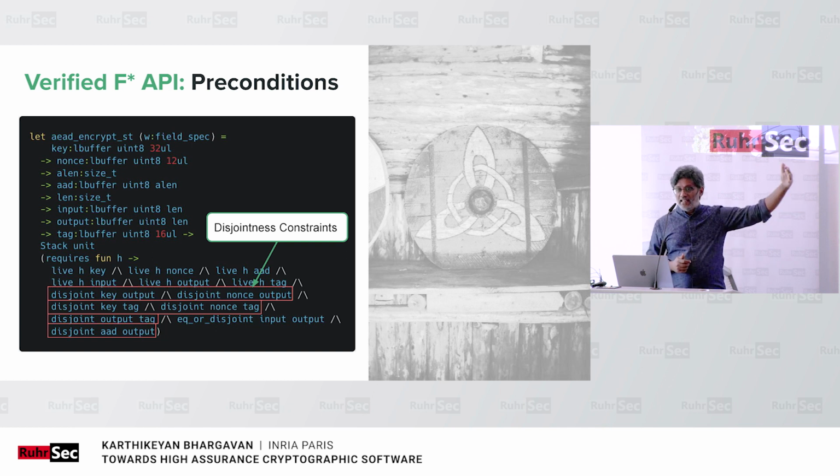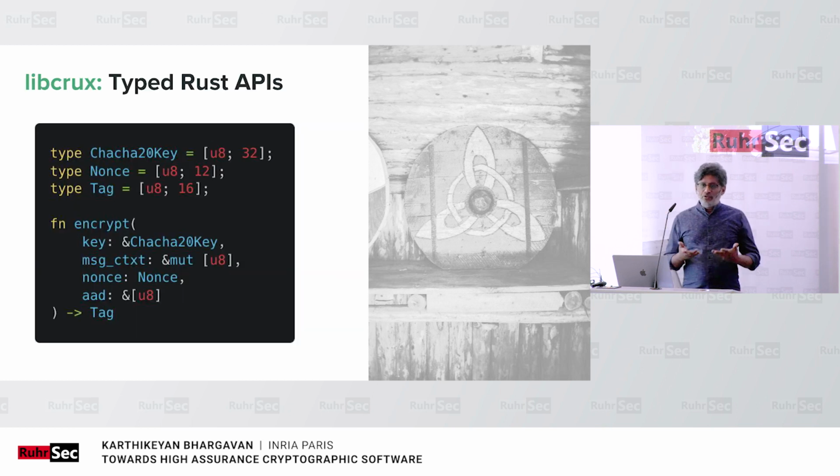But all of this detail is there in the HACL star API. And of course, it's also going to be there in the Jasmin and the Coq and everything. It's going to be there, but it's going to be written in that language, right? So how do you reflect it back in a way that is safe for the user to use? In Rust, you can do some of this, right? So that's what we do in the libcrux API.